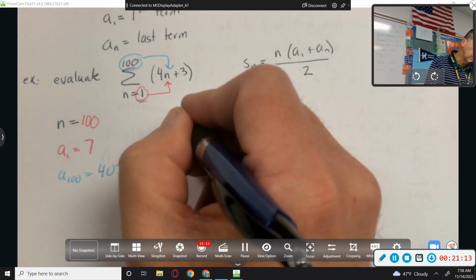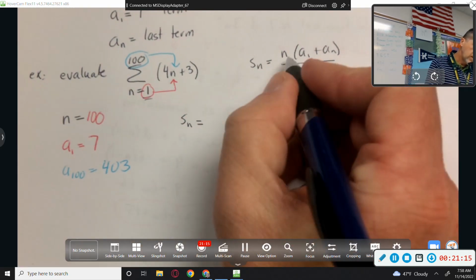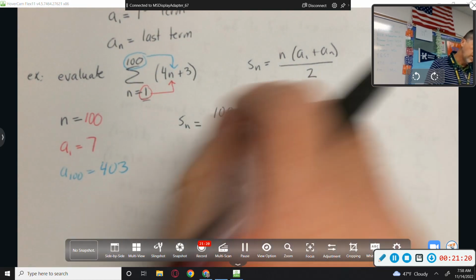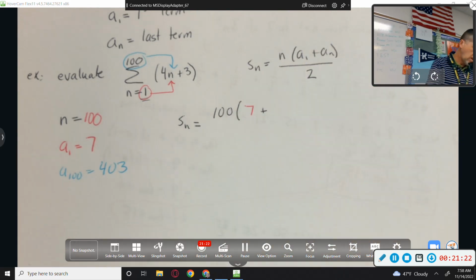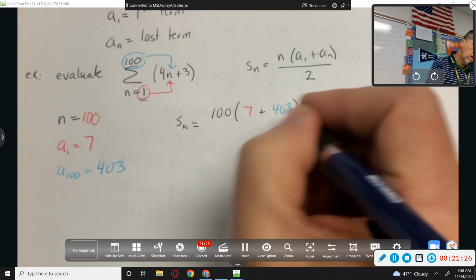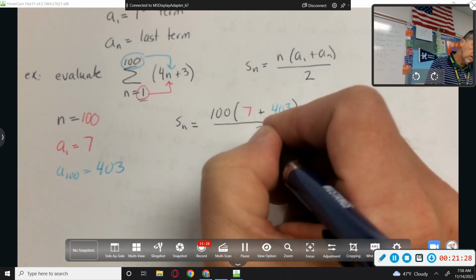And now I've got all my pieces. So N is 100, A1 is 7, AN is 403, divided by 2.